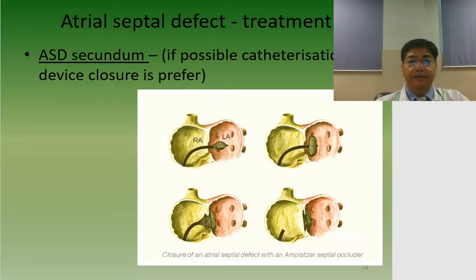Atrial septal defect is usually addressed before school going age, and you can close the defect with a device by doing cardiac catheterization, or rarely you need to do surgery for closure of atrial septal defect.